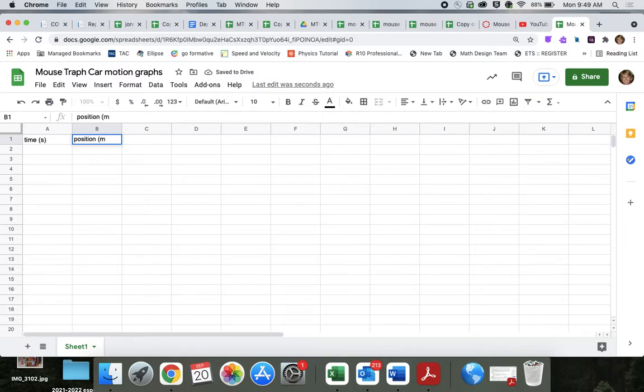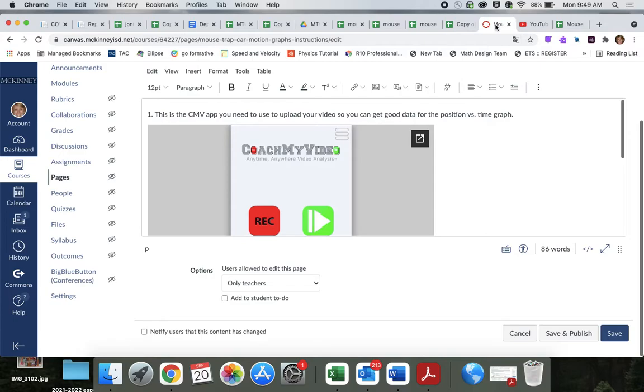in meters. Your first point should be 0, 0, because at time 0, you start at position 0. And as you let the car unwind, time went on and it all moved away from 0 in a positive direction, because it started at 0 and it moved away, in a positive, away from you and went down the track. So, okay, you're going to get this data from your video that hopefully you've uploaded to Coach My Video.